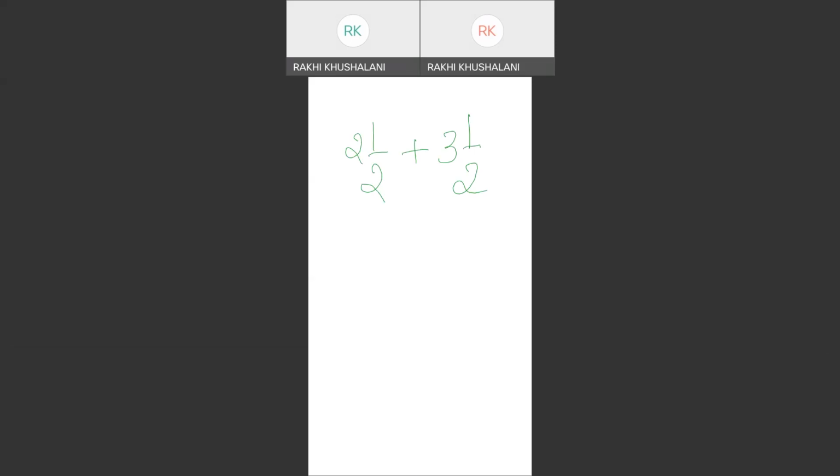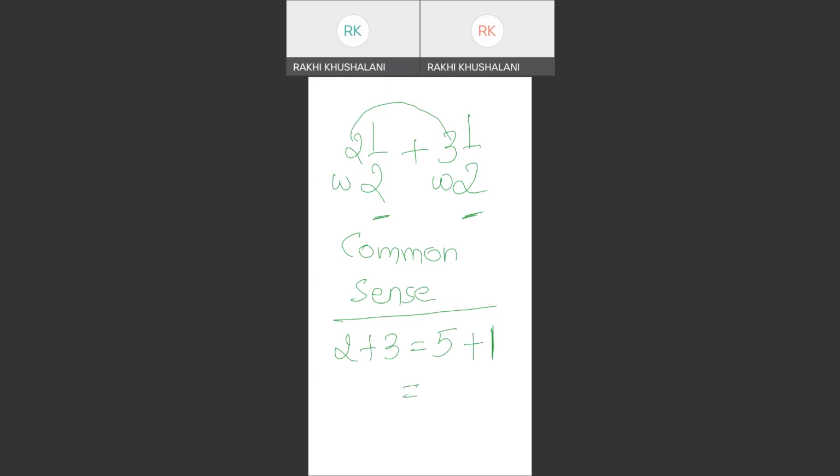Point number 1, the common sense way is, और ये common sense सब questions में नहीं चलेगा, सिर्फ कुछ questions में चल सकता है. We can try. The common sense is 2 whole and 3 whole makes it 5. And half plus half makes it 1. So I get the answer as 6. This is a common sense way of doing it, but this is not applicable in all sorts of questions.